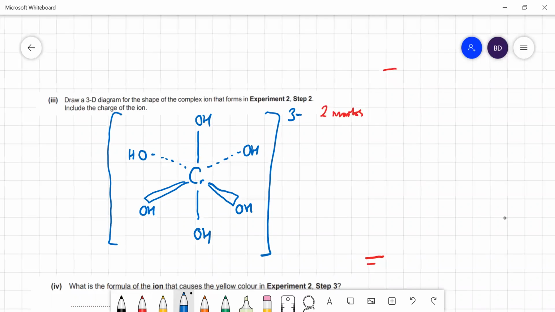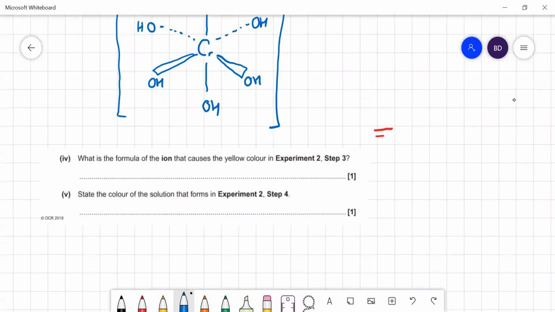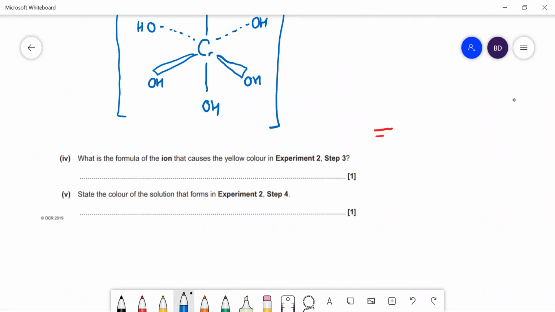What's the formula of the ion that causes the yellow color? We said that is the chromate(VI) ion. And the color of the solution that forms next is because we've got the dichromate ion. When you acidify it, you're going to get that, and that is orange.